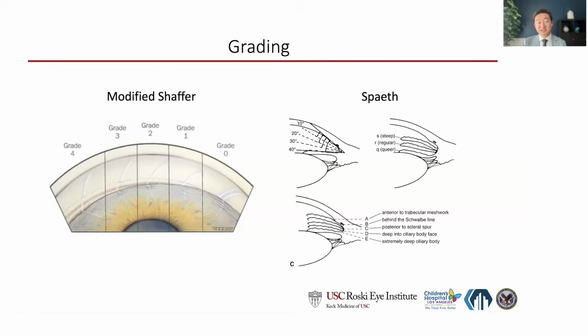There are other grading systems, such as the Spaeth grading system, that are more complicated, but also more precise in terms of defining not only what is visible, but also the exact configuration of the structures in the angle. Of course, now we have OCT imaging and ultrasound biomicroscopy, which can accomplish many of these same goals. And so these types of grading systems perhaps are more complicated than what are typically used in the clinical setting.